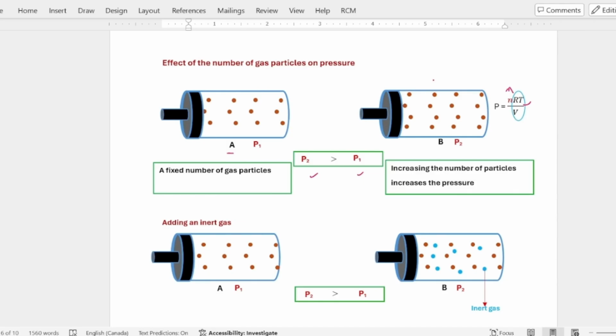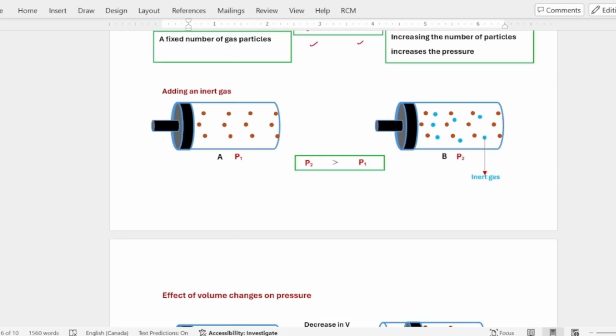If we increase the number of particles, the pressure increases. Conversely, we can say that if we reduce the number of particles, the pressure decreases. So an increase in the number of particles increases the pressure. A decrease in the number of particles decreases the pressure.